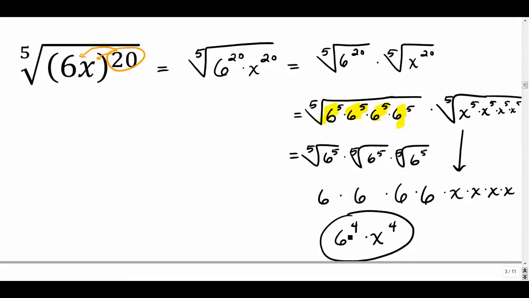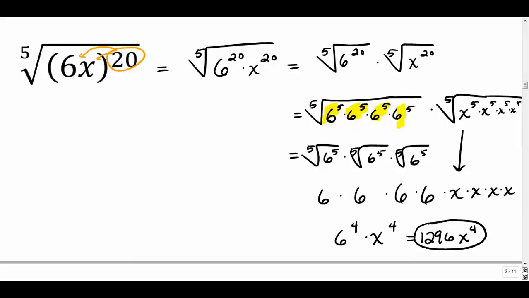Now, whatever 6 to the fourth is, it's a big number. I'm not going to figure it out right now. Maybe I will, actually. 6 to the fourth is 1296. So that would probably be a better answer. 1296 x to the fourth.